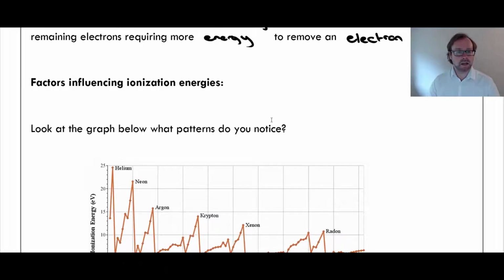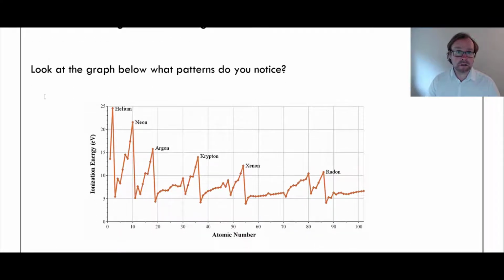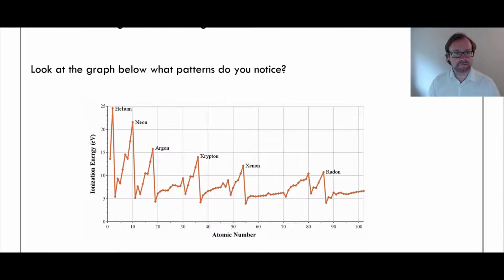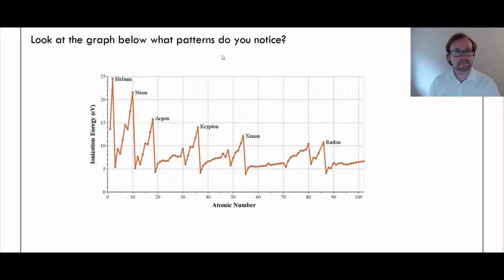Factors influencing ionization energies. So it's two graphs, I want you to have a look at them. Okay, so what patterns do you notice on this graph and this graph? Okay, I'll give you a minute to think about it. Okay, so on the first graph, we can see that helium, neon, argon, krypton, xenon, and radon are all highlighted, and they're at the end of a period.